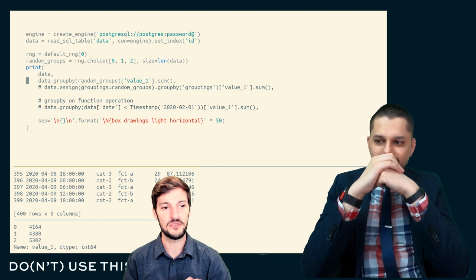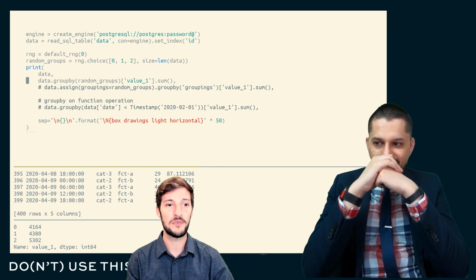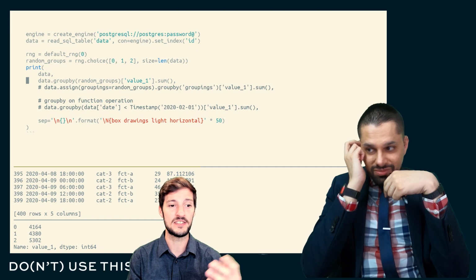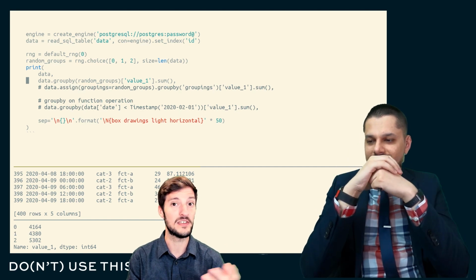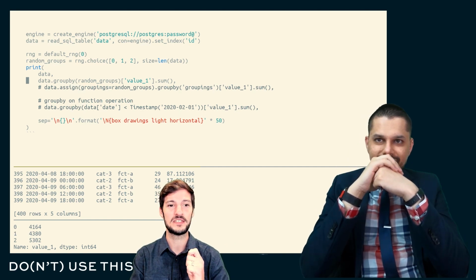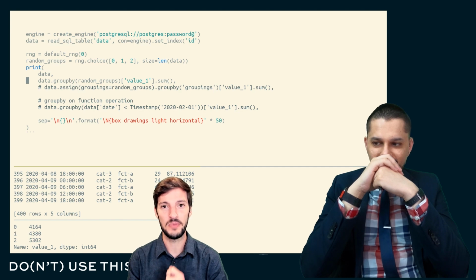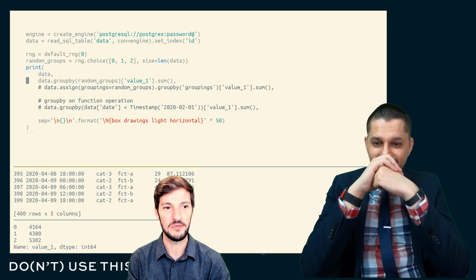You'll notice that my output is labeled 0, 1, 2, and if I were to change this to rng.choice A, B, and C, the index of my output would be A, B, and C. So, James, can you perform a group by operation on data that's not part of the table in SQL?